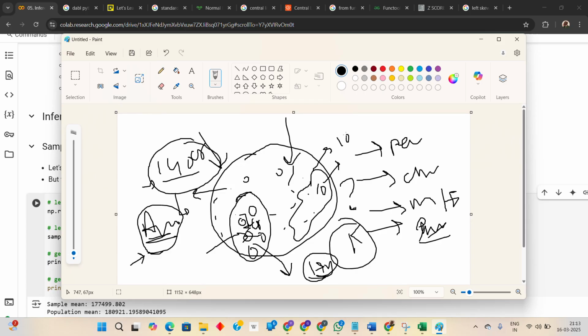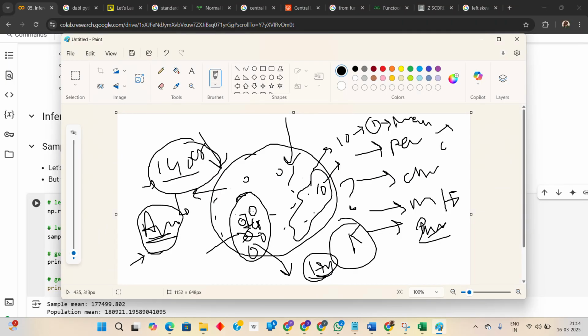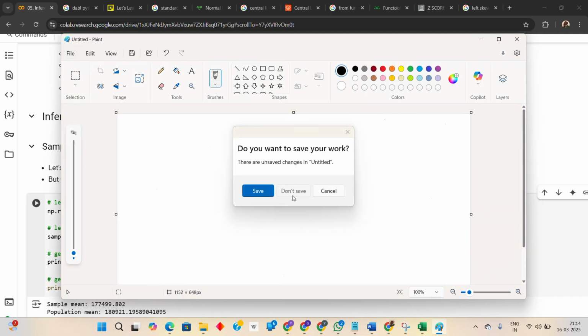Okay, 10 districts. Every district has many mandals, and every mandal has cities or places. So it is very difficult to go to all of them, right? In that case, we will collect the samples. We will collect the samples.